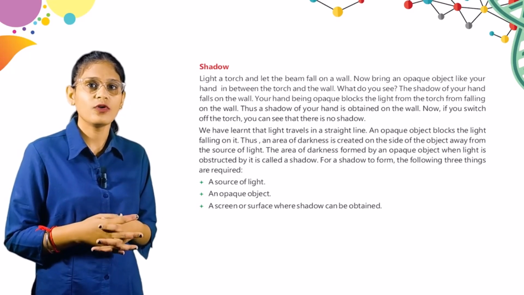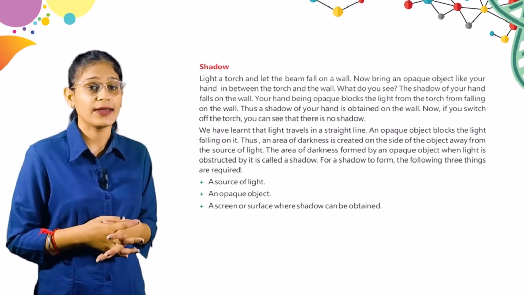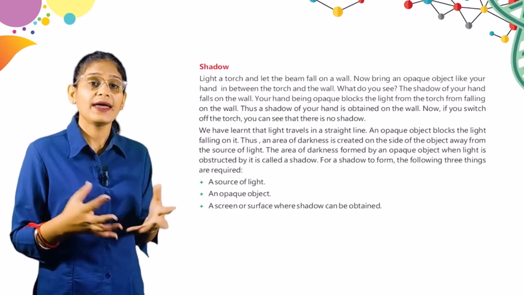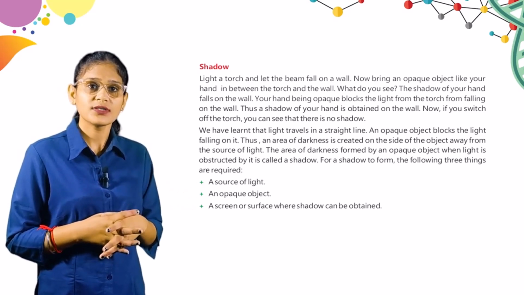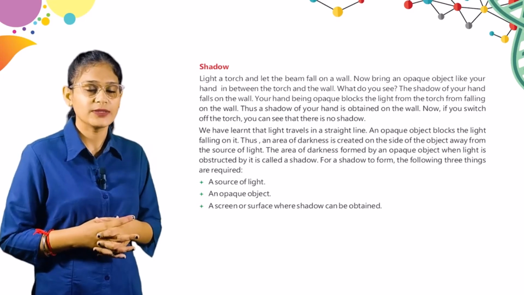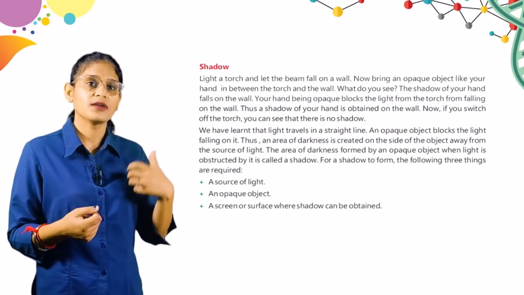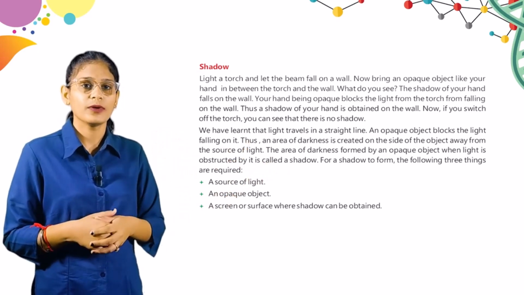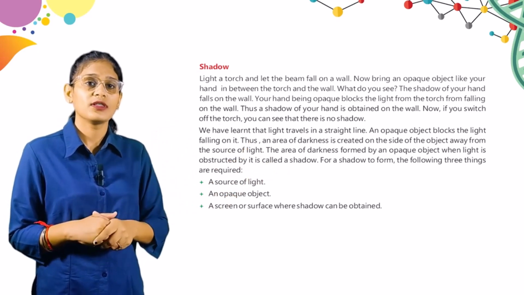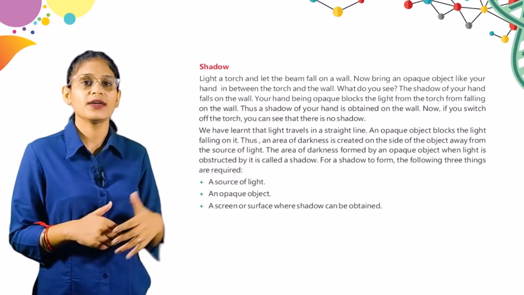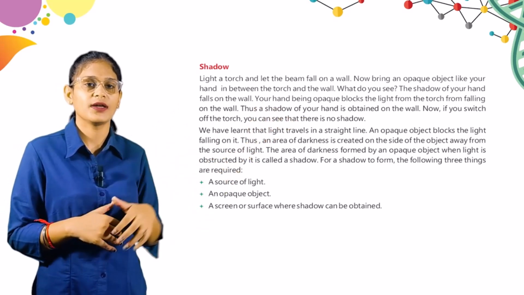For a shadow to form, the following 3 things are required: a source of light, an opaque object, a screen or surface where shadow can be obtained. So students, what happens when you shine light from a torch on a wall? It will fall normally, but if you bring your hand in between, you will see the shadow of your hand. Why?